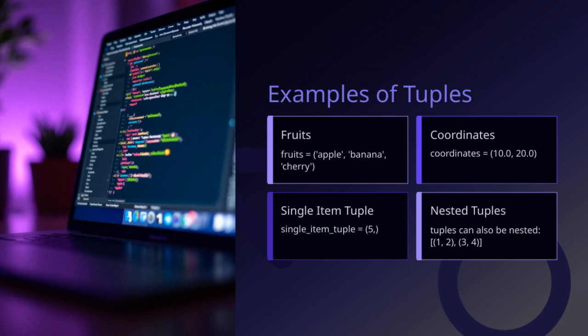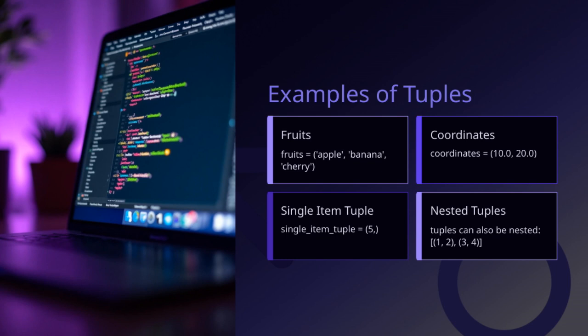Next, we have the concept of coordinates, which are often stored as tuples. For instance, coordinates equals 10, 20, represent a point on a map or graph, with the first value for the x-axis and the second for the y-axis.